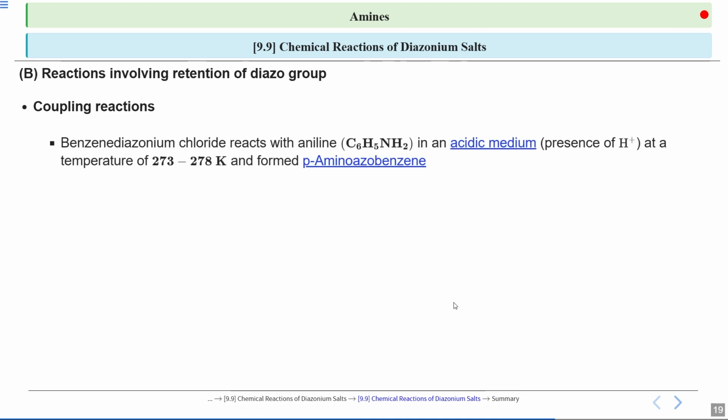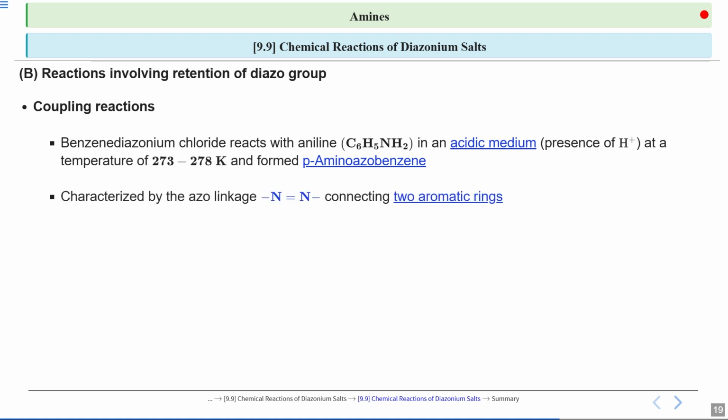Now we will see that when benzene diazonium chloride reacts with aniline in an acidic medium, that means we need hydrogen ions present. This reaction is carried out at low temperature, between 273 to 278 Kelvin. And the product which we get here is para-aminoazobenzene, which is an example of an azo dye.